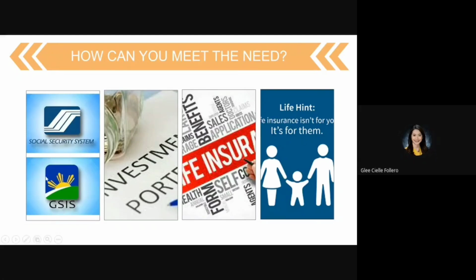these government companies. So in the Philippines, we have the Social Security System and the Government Service Insurance System. So these two are insurance companies that provide benefits to its members. Okay, so Social Security System provides benefits to private employees, while the GSIS provides benefits to its contributors or to its members who are government employees.